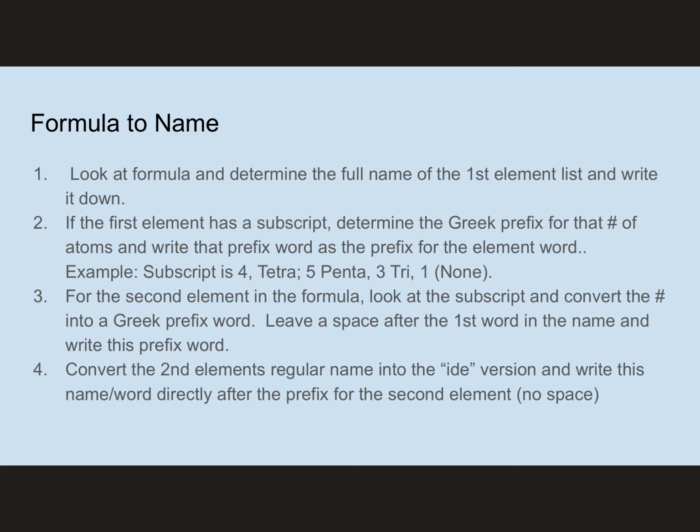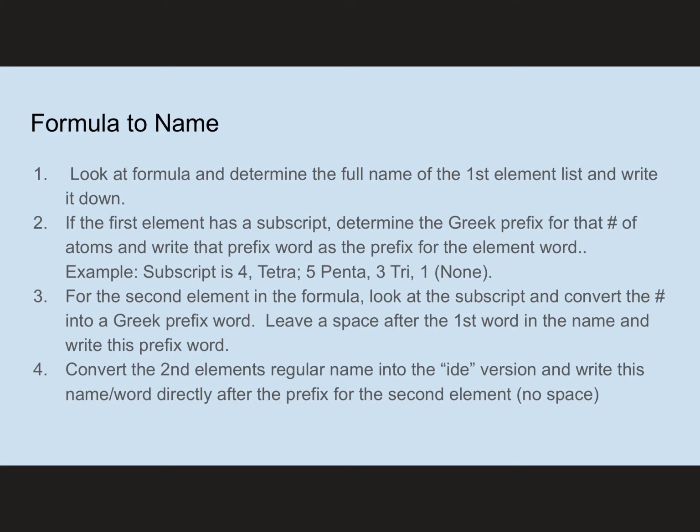If the first element has a subscript, determine the Greek prefix for that number, and then write the prefix word as the prefix for the element word. For example, if the subscript is 4, you would write the word tetra. Subscript is 5, you would write penta. If you have a subscript of 1, or there is no subscript, you don't write anything. You just leave it as is, right?